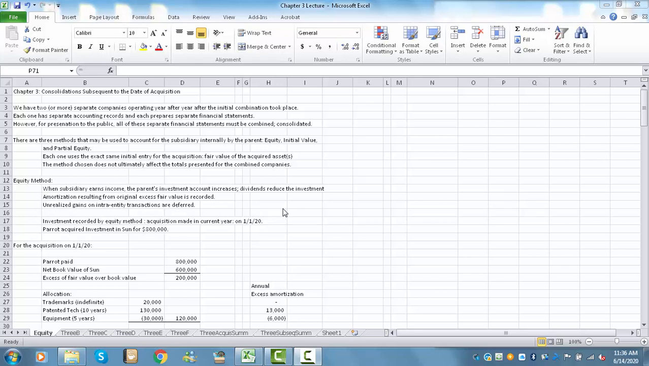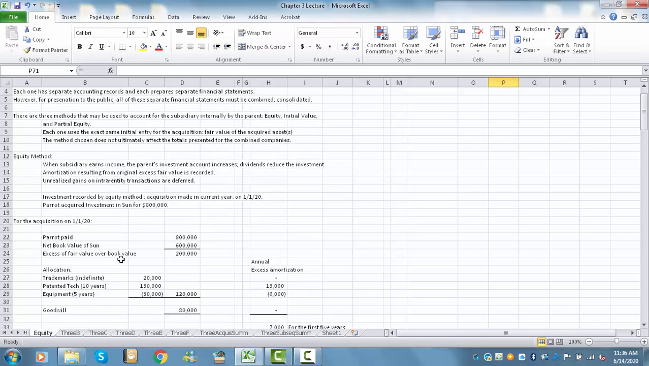We're going to look at the equity method first. Remember, when a subsidiary earns income, the parent's investment account increases, and when the subsidiary pays dividends, actually declares dividends, the dividends reduce the investment. Amortization resulting from the original excess fair value is always recorded, and any unrealized gains on intra-entity transactions are deferred. Investment recorded by the equity method, acquisition made in the current year: Parrot acquired an investment in Sun for $800,000.